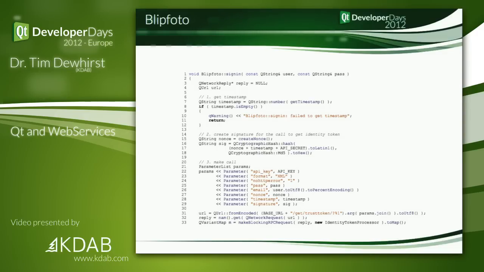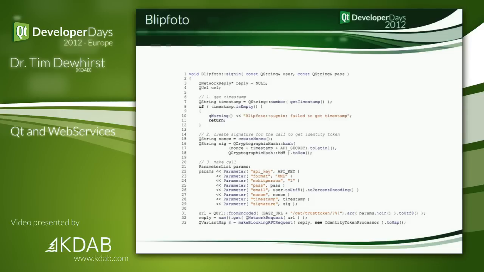We create our n-once. We concatenate some stuff together. The n-once plus a timestamp plus our shared secret. We MD5 hash that. Then we make a list of parameters that we want to add on to the request. So we need to tell it about the API key, the format, password, email, n-once, timestamp, signature. You join all of those together. You go and do a get. And then in this case, we've got a helper function that allows us to make a blocking RPC request. If it times out and nothing comes back, then you failed. If there's a problem with the username and password, you'll get an error returned.